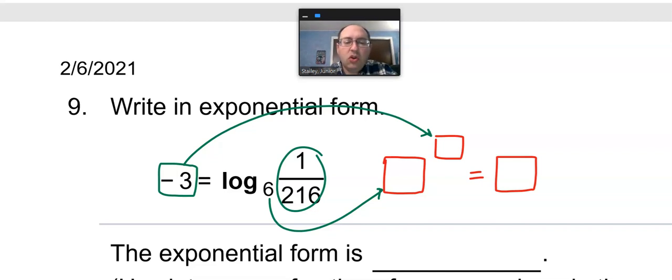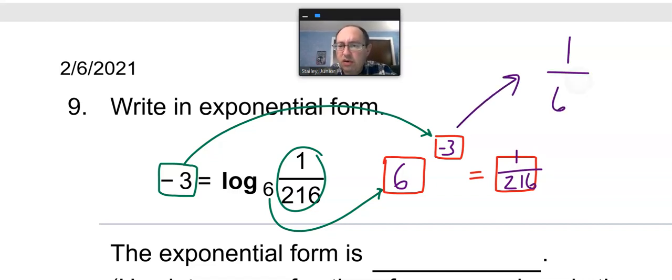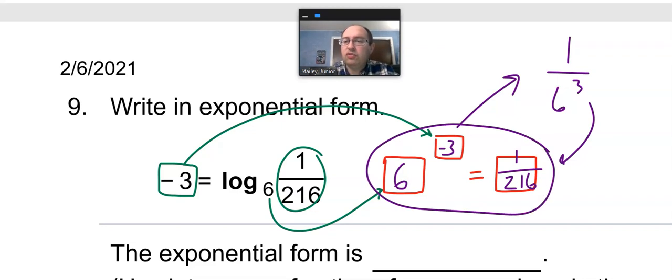All right, so we've got a logarithm. So our base is 6. Our exponent is -3. And 6 to the -3rd equals 1 over 216. Well, that makes sense, because 6 to the -3rd, isn't that just 1 over 6 to the 3rd? Which is 1 over 216. Yeah, that does make sense. So these questions are looking for something like this when you type it in.